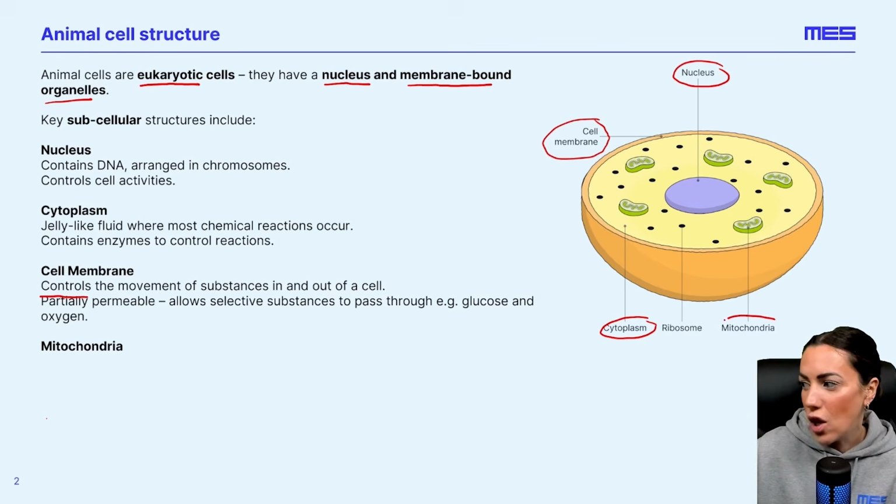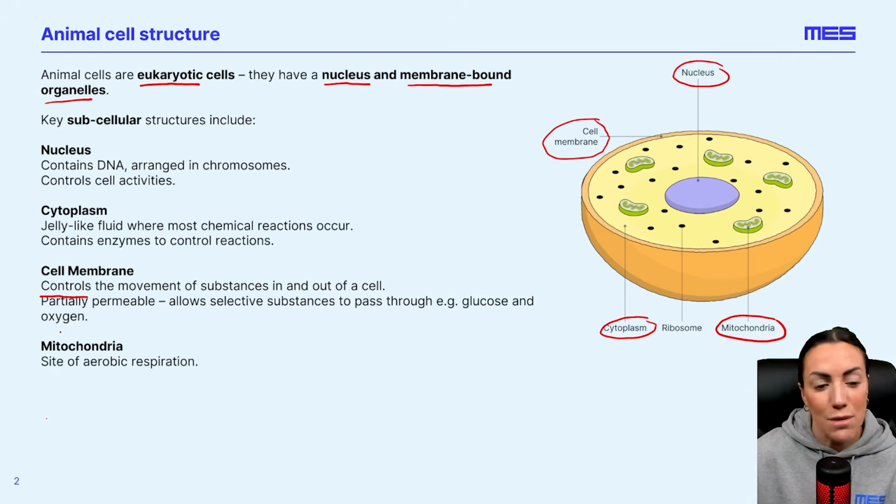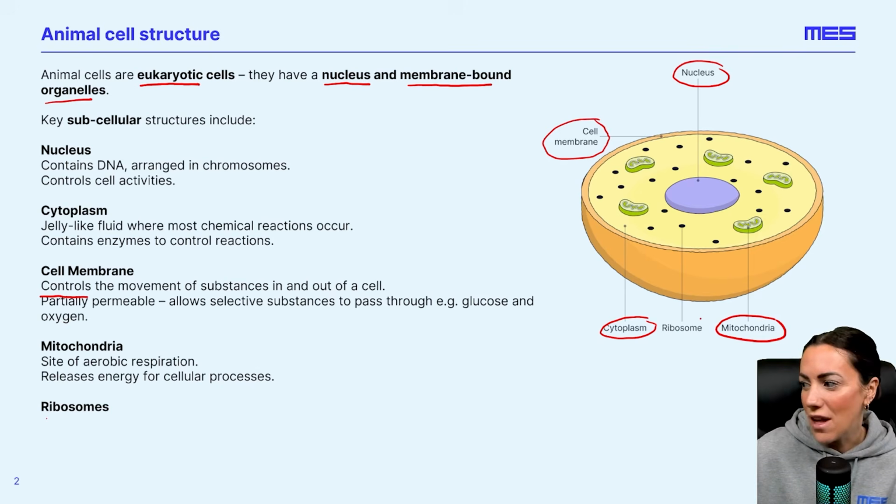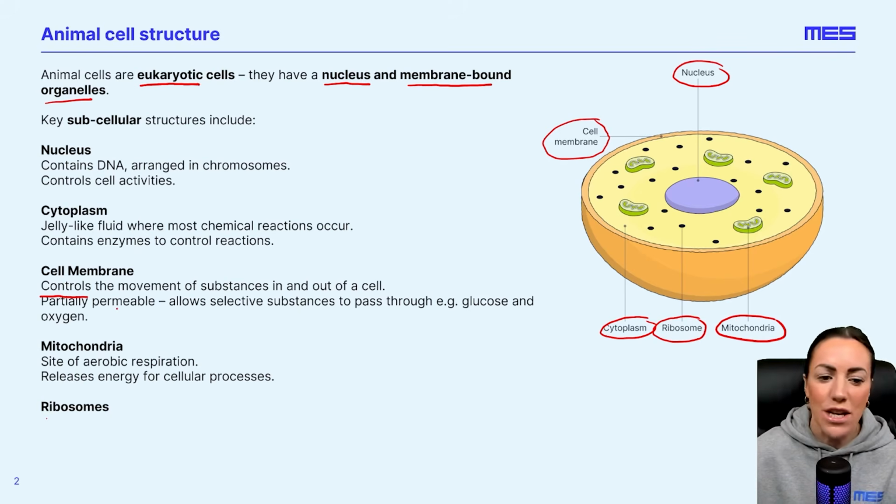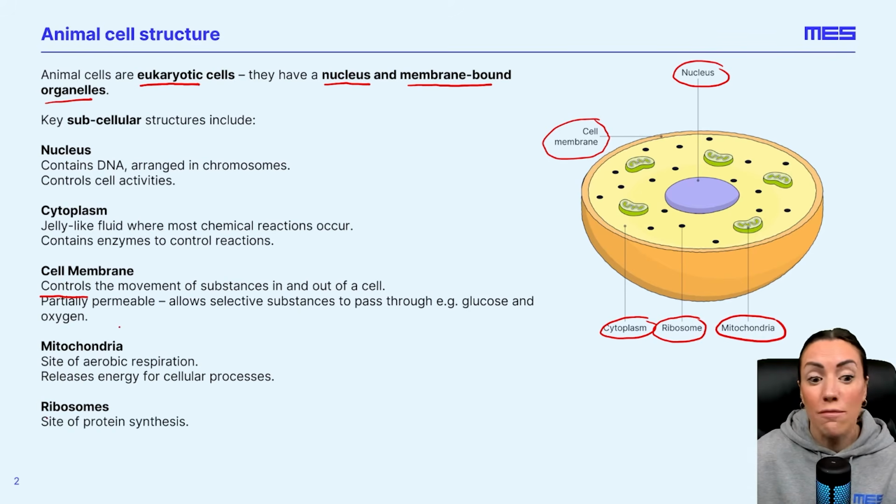Next, we have the mitochondria, another membrane-bound organelle, same as the nucleus. Now, the mitochondria are the site of aerobic respiration, respiration that uses oxygen. And here, with respiration, it releases energy that the cell needs for various processes. Finally, we have the ribosomes, which are a really small subcellular structure. You can see they're just dots. They are the site of protein synthesis. So this is where proteins are made from amino acids, and they are found in the cytoplasm.